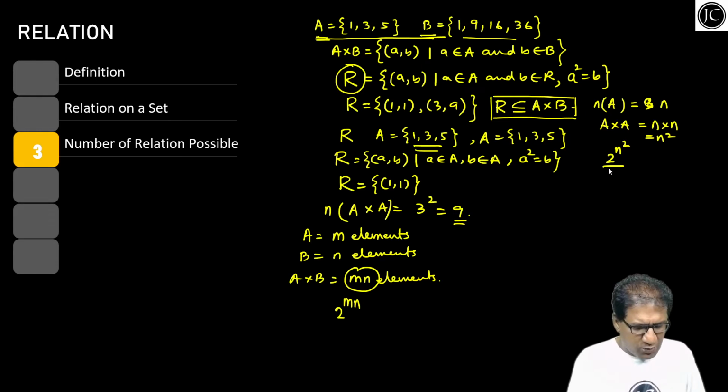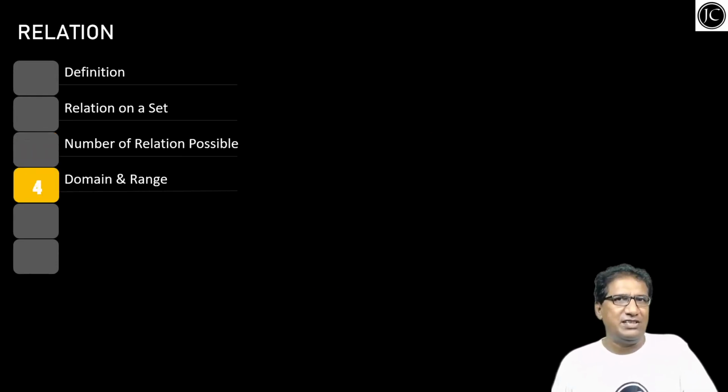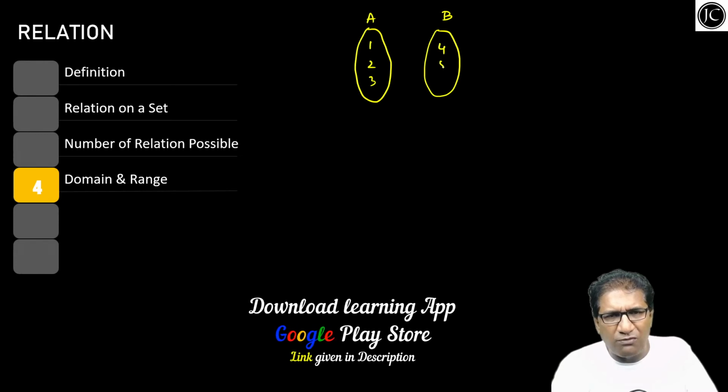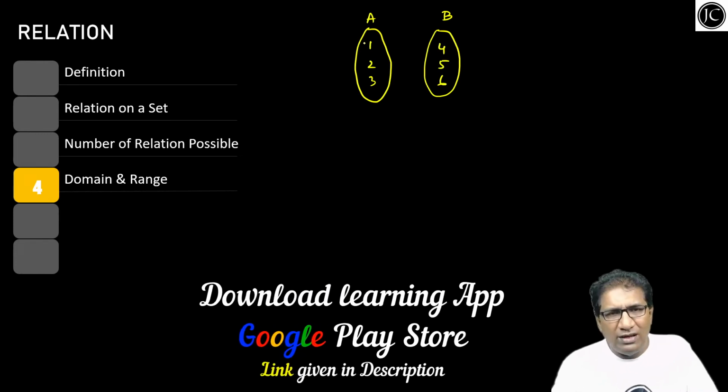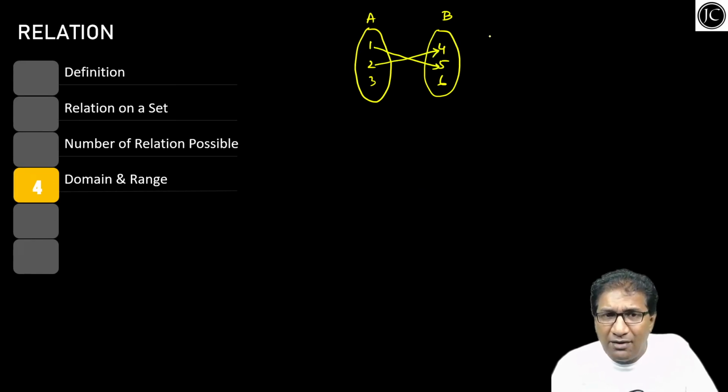Now, let us move to the next one. It's domain and range. Children, look, here suppose I have a relation. I am showing it in an arrow diagram. Here there are 1, 2, 3 and here I have 4, 5, 6. Let us say 1 is related to 5 and 2 is related to 4. That's it. Now, what ordered pairs are coming in my relation? Look carefully. (1, 5) and (2, 4). That's it.